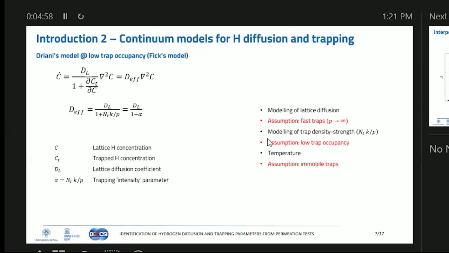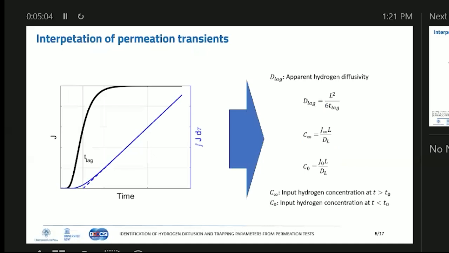Because all of those models now come into play when I talk about the meat of my presentation, which is: from a permeation transient, we would like to obtain the trapping parameters. This is commonly done following this procedure. We obtain from this the very basic parameters, so initial and final hydrogen concentration from the flux, and then the D-lag, for example, which is a measure of the apparent hydrogen diffusivity. This is a, let's call it, technological property.